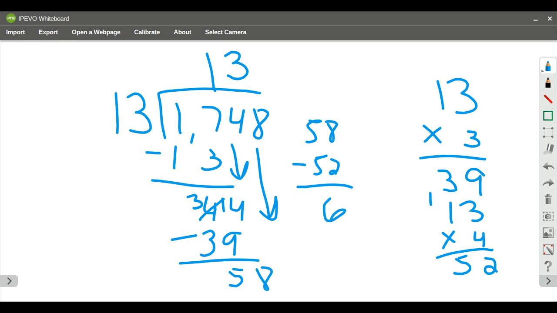Oh, I forgot to write the 4. So I was like, 13, doesn't look right. So 134, remainder 6. So I'm going to go ahead and do my check just to make sure that I have the correct answer.